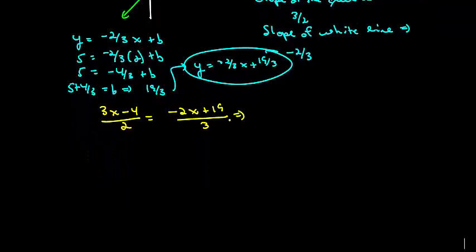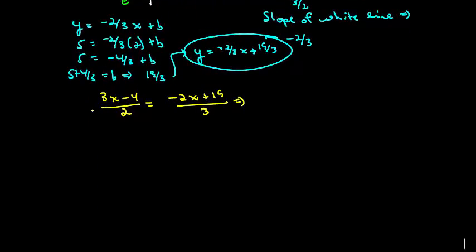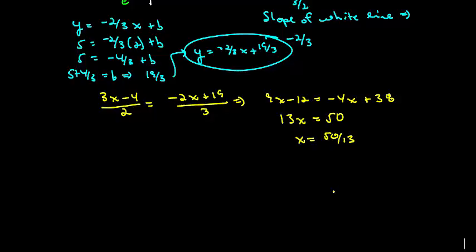So we'll go ahead and work through this. What is this going to give us? It's going to give us the x value that we're looking for, where they intersect. If I just cross multiply here, I'm going to get 9x minus 12 is equal to -4x plus 38. Move the 4 over, gives me 13x. Move the 12 over, gives me 50. So x is equal to 50/13.